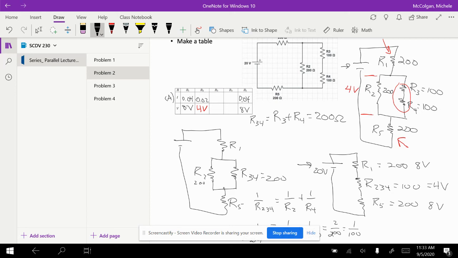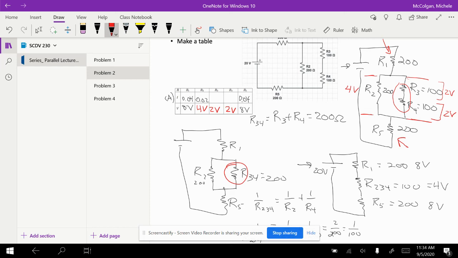And now R3 and R4, well, if 4 volts are across R2, they're also across R3 and R4, and these are in series. So that means that I have to drop half of the voltage. So I have to drop 2 volts across here and 2 volts across here. So I can write 2 volts here and 2 volts here. And I know the equivalent resistance here is 200, because they're in series. So I can use that 200 to determine my current.